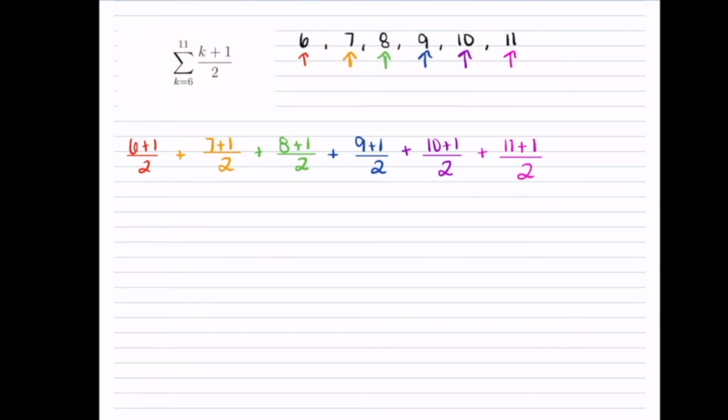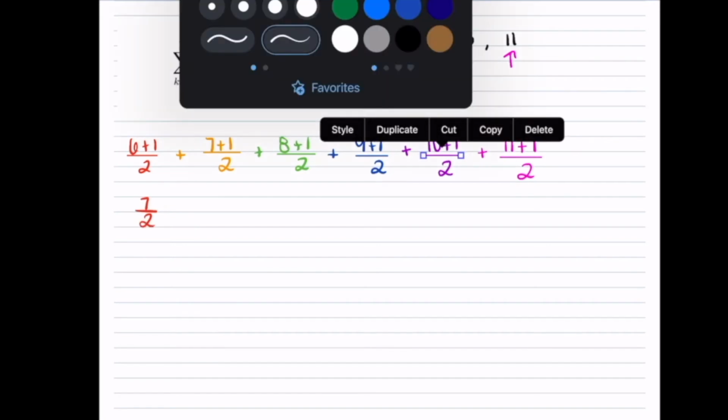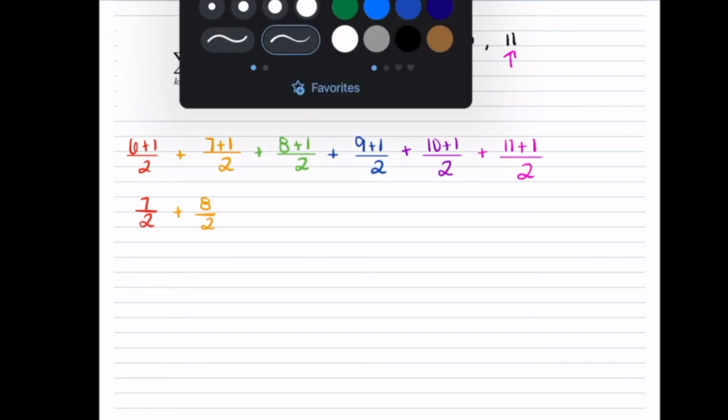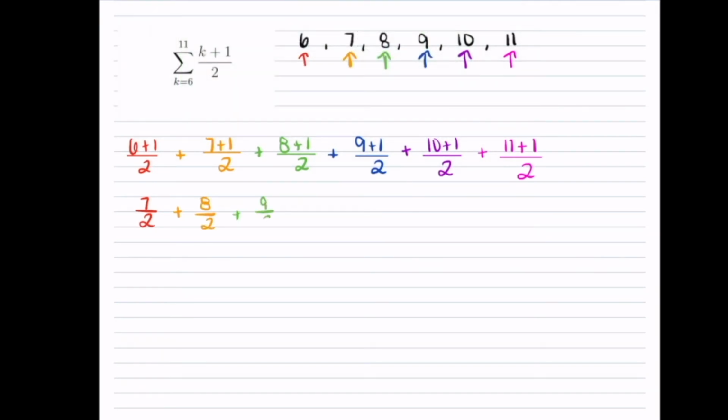Alright, simplify these. We got 7 over 2 plus 8 over 2 plus 9 over 2 plus 10 over 2 plus 11 over 2 plus 12 over 2.